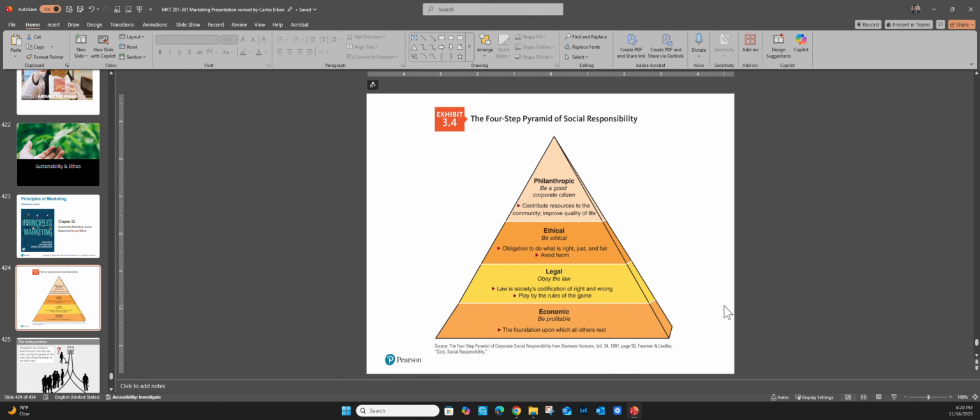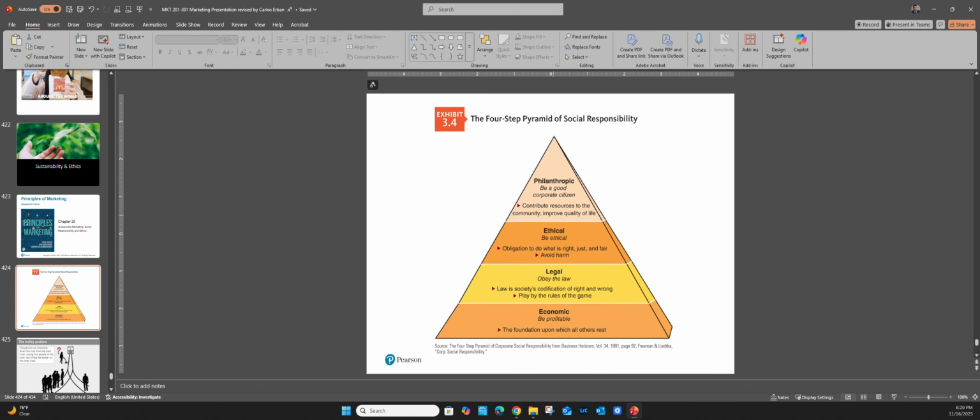Ethics is what I'm going to discuss the last day of class. But here, this pyramid for me is really, really important. This is called the pyramid of corporate responsibility. First, you have at the bottom, and sometimes it's on the top, you want to be profitable, but then you also have to obey the law. And then this is the ethical part. You have an obligation to do what's right, just, fair, and avoid harm. It doesn't always happen, but if you want to go through this pyramid of social responsibility, that's what you do.